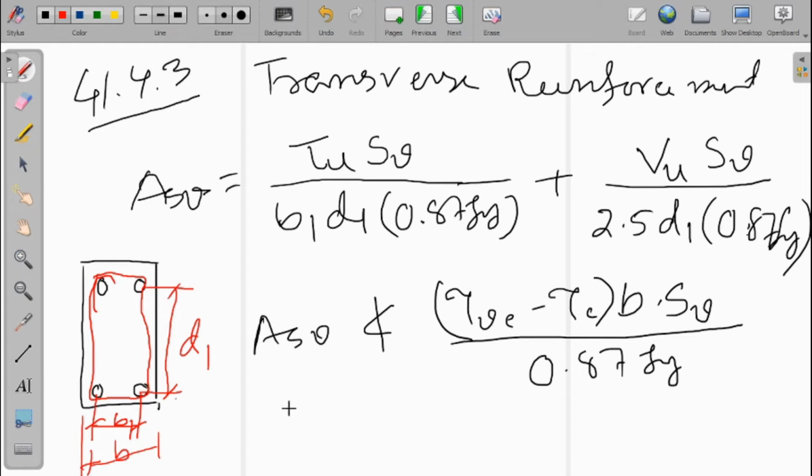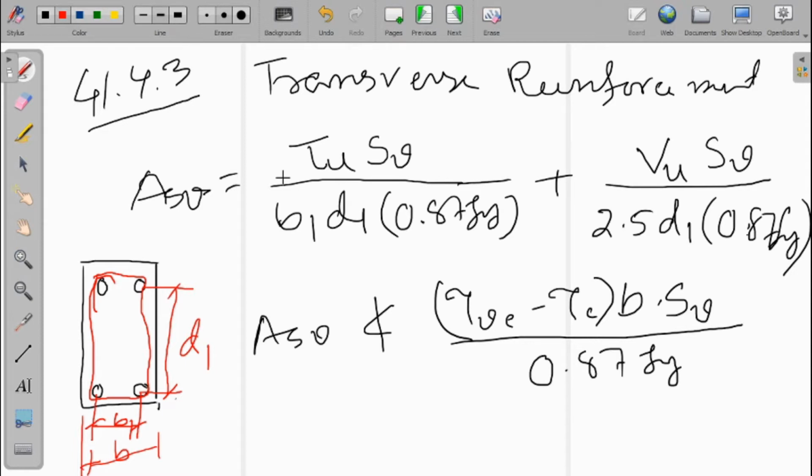Okay, so in this equation one of the things we have to assume: we cannot calculate both, because I have 2 unknowns but one equation. So we have to calculate either ASB or SB. Generally, we assume ASB with some specific diameter, and from there we calculate the spacing and then check whether the spacing is within the limit or not.